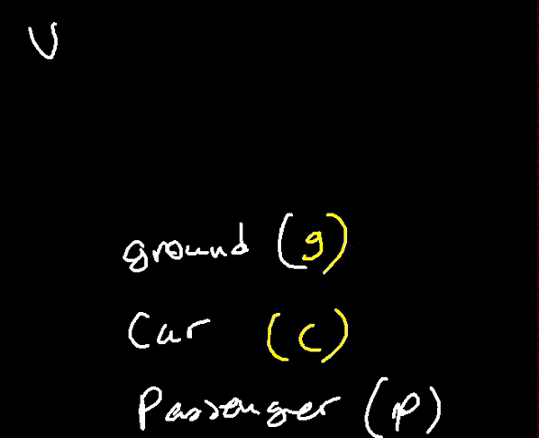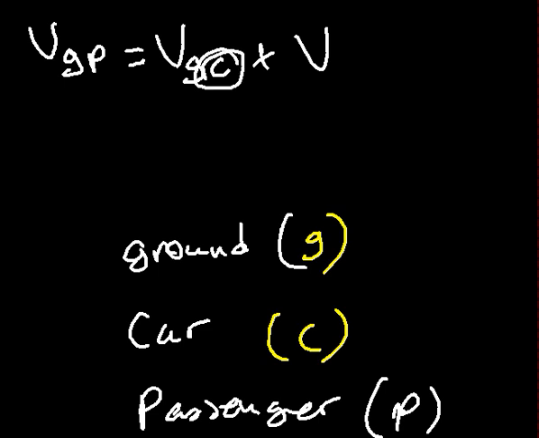Now the velocity of, let's say, G with respect to P will be given as VG, with the parental part here and the daughter part here. What is missing among the three frames of reference is C, so we have VGC plus VCP. So this is what we call the Galilean transformation velocity theorem.